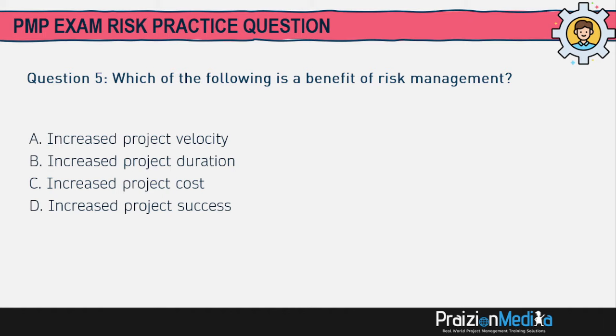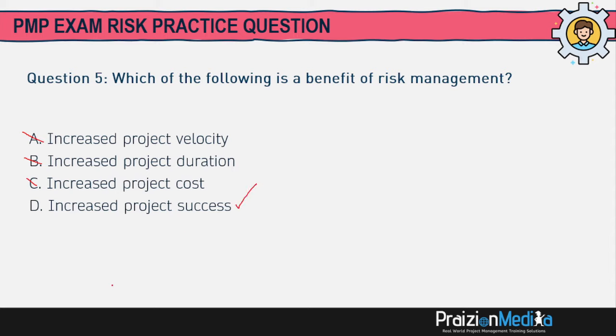It's not necessarily going to be increased velocity, which is a term we use in the world of Agile, and there's nothing wrong in that, but it's not a given. It's obviously not for the project to be longer or to cost more money, is it? So the best option here is D.